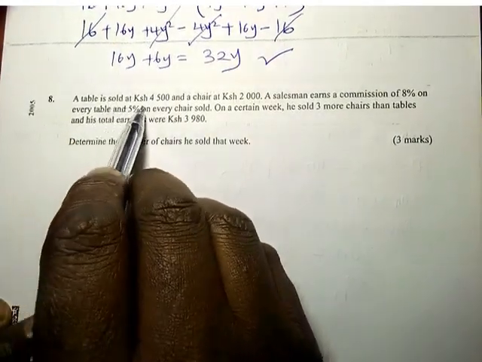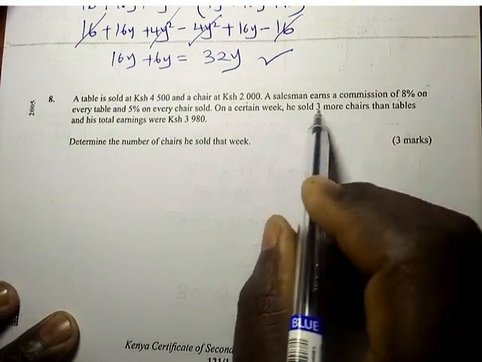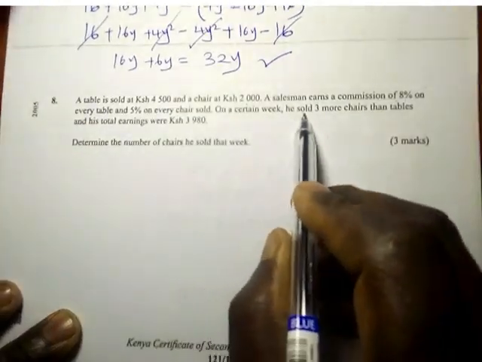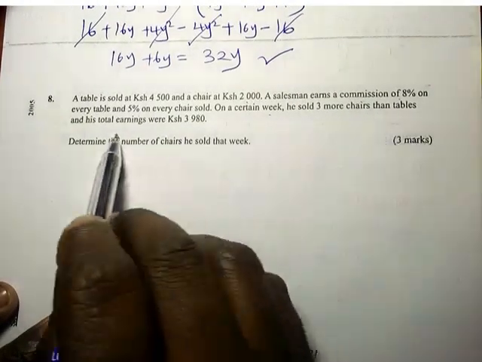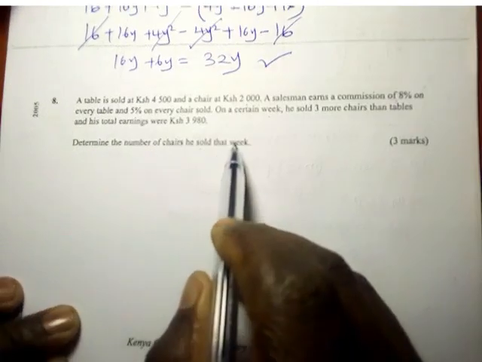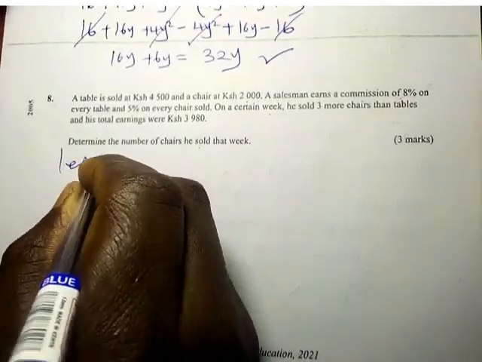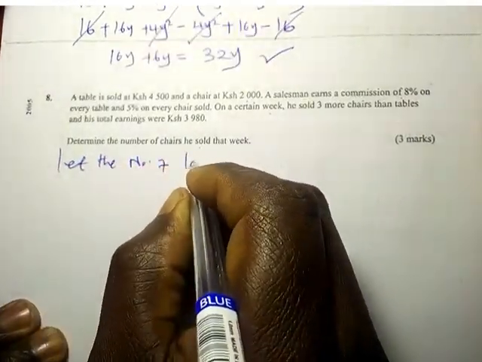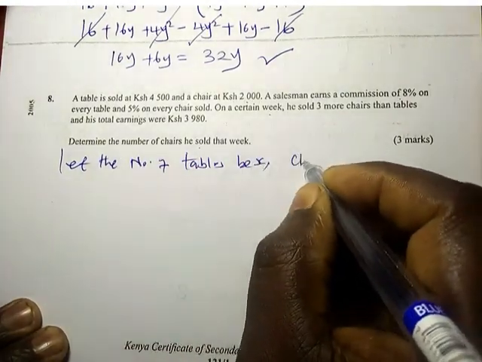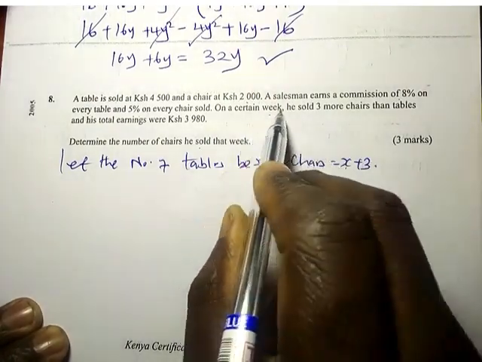A table is sold for Kenya shillings this, a chair this. A salesman earns a commission of 8% on every table, and on a chair this. In a certain week, he sold 3 more chairs than tables, and his total earnings were this. Determine the number of chairs he sold. Let the number of tables be x. So chairs will be x plus 3, because there were 3 more.